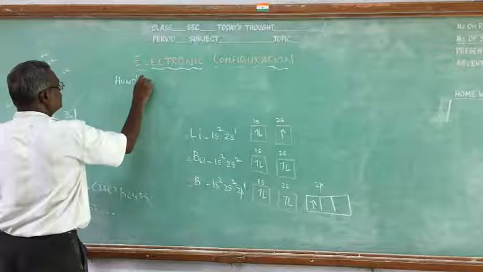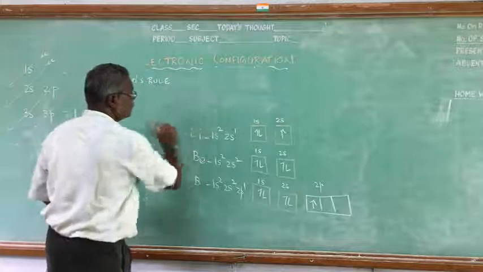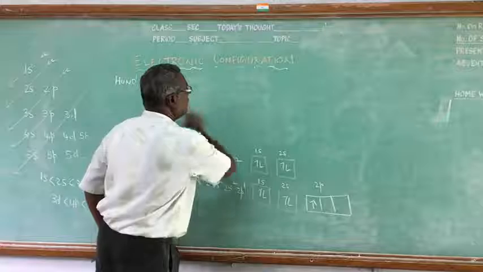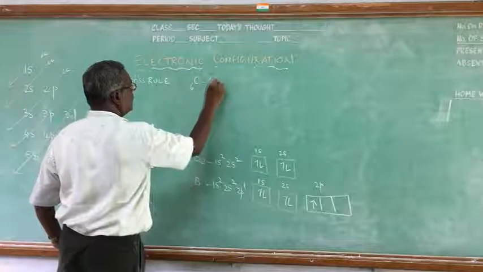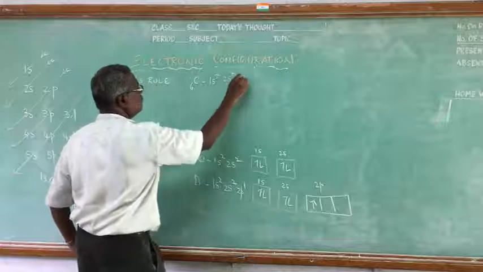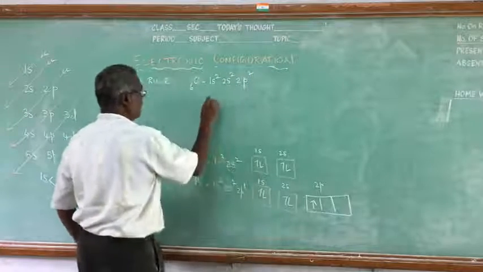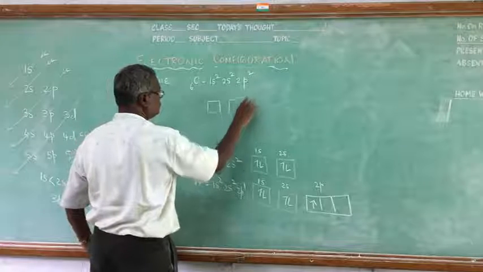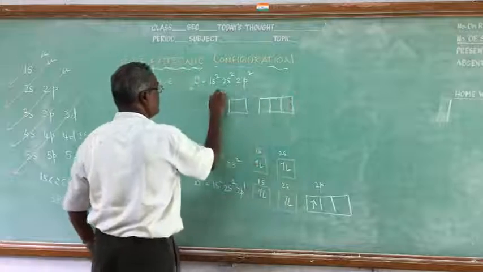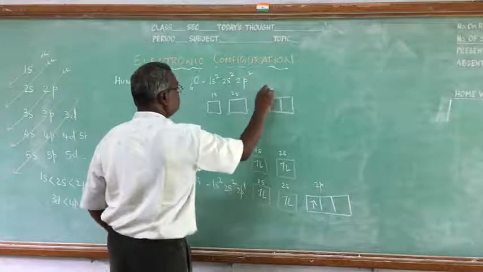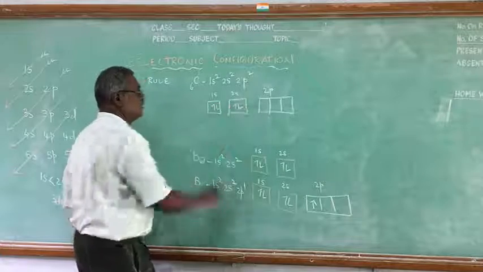That rule is known as Hund's rule. So what is Hund's rule? See, if it is 6, then what will you write? 1s2, 2s2, 2p2 you will write. Now in the box diagram, if I put 1s, 2s, 2p, in 1s I am putting 2 electrons, and in 2s 2 electrons.